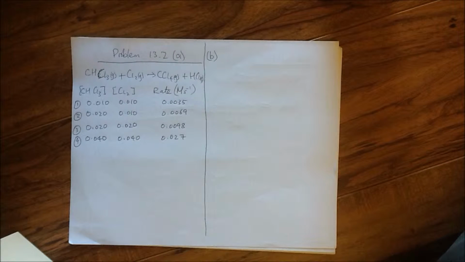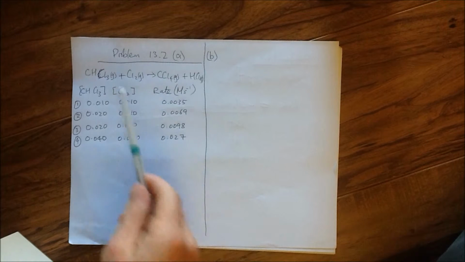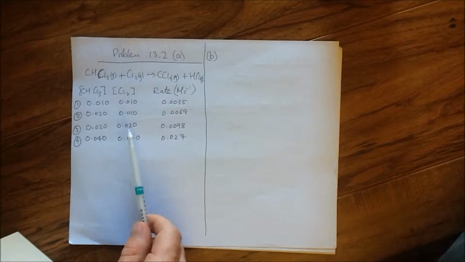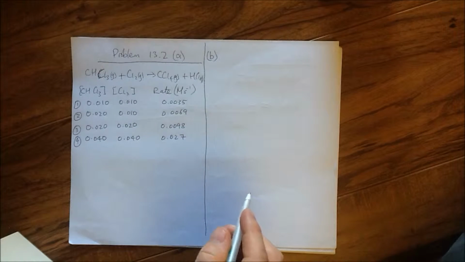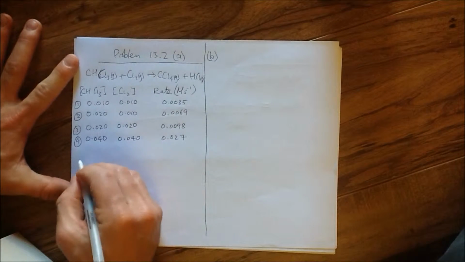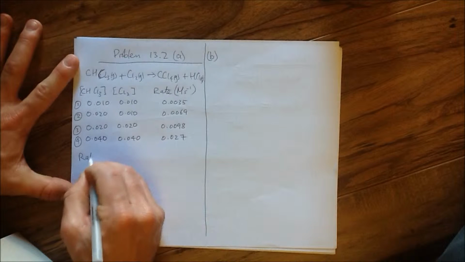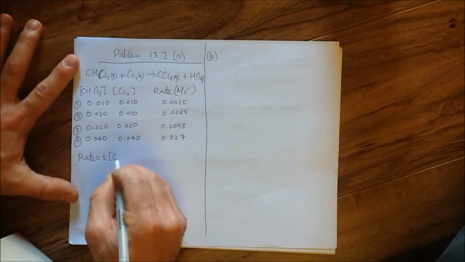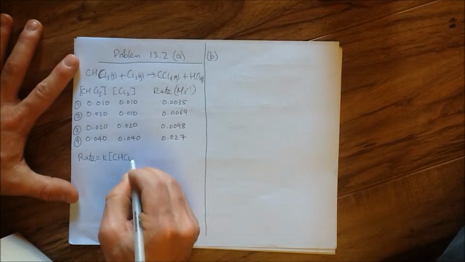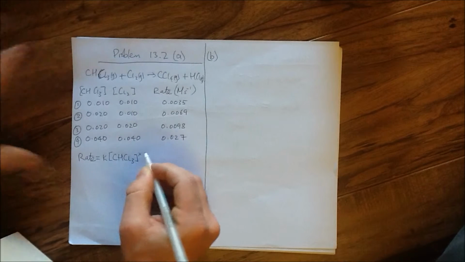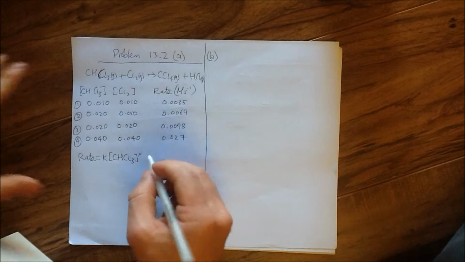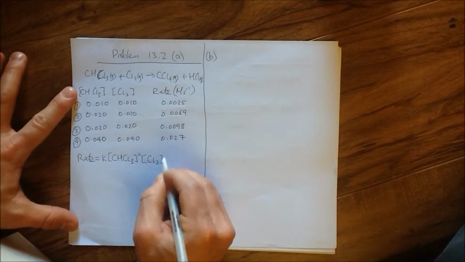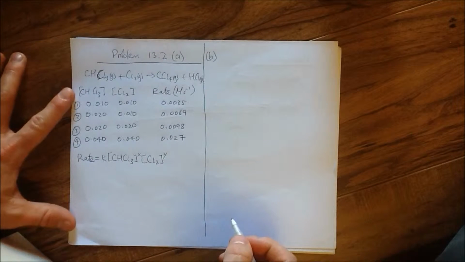Problem 13.2 Part A. You're given a balanced chemical equation and you're given some kinetic rate data. Part A asks you to calculate the rate law. So you know that rate is a rate constant, times the molar concentration of the first reactant, CHCl3, to an xth power that you have to solve for, multiplied by the molar concentration of Cl2 to a yth power, which you have to solve for.